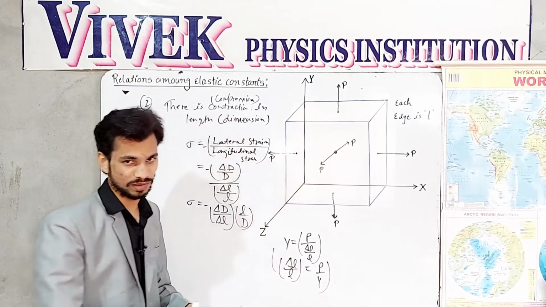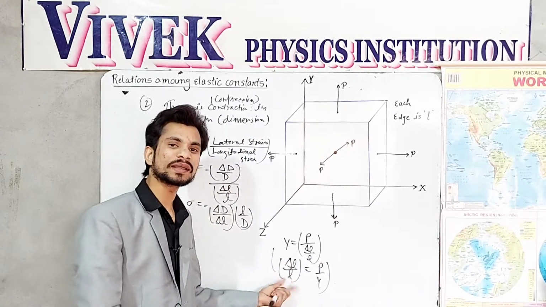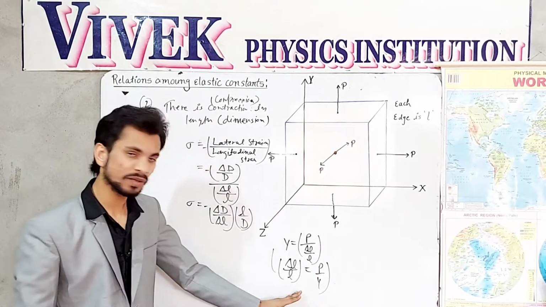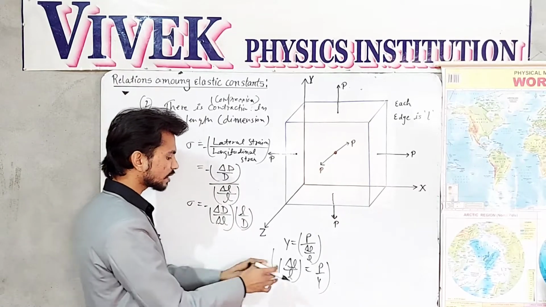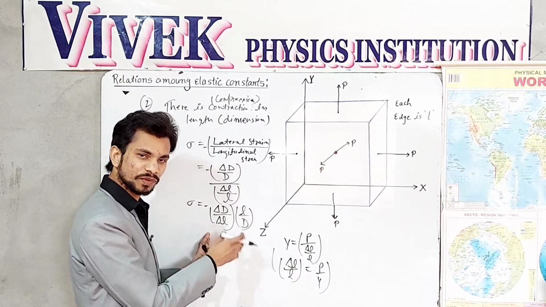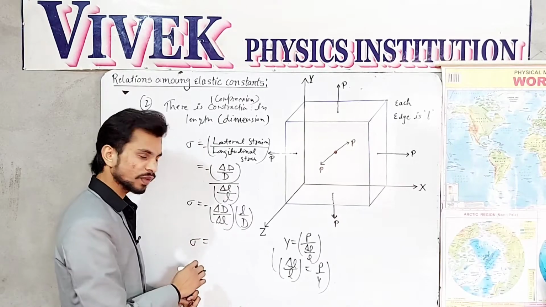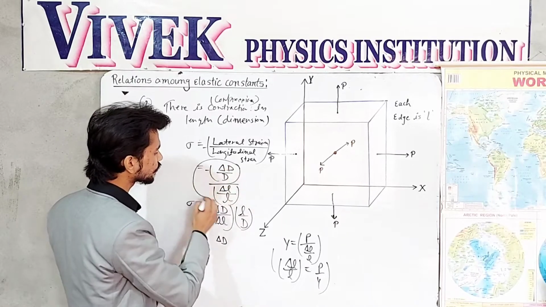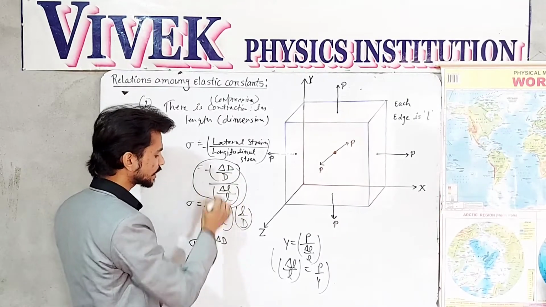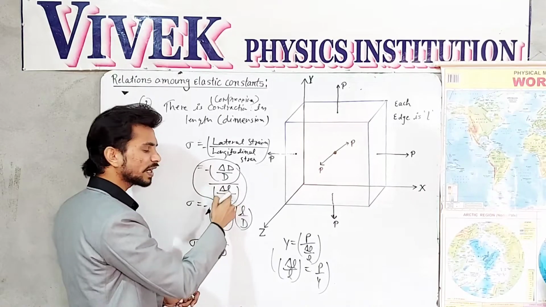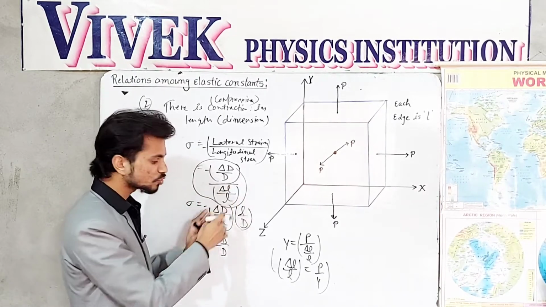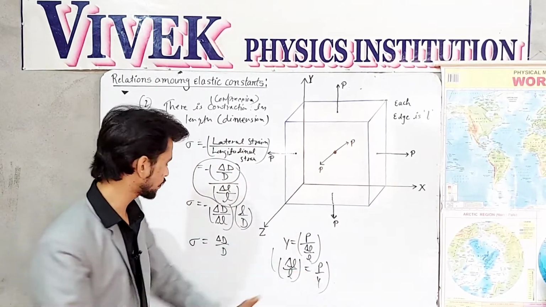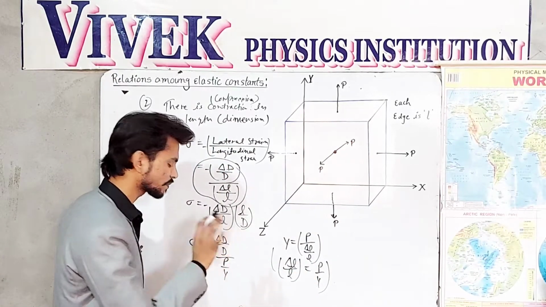So whenever I see delta L over L, I can replace that particular ratio by P over Y. Just remember this here. I can use this value in this expression also. So this is sigma, and this is delta D over D divided by delta L over L. And delta L over L is going to equal P over Y from this consideration. So this is P over Y here.